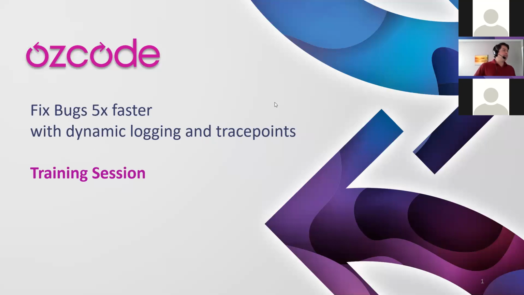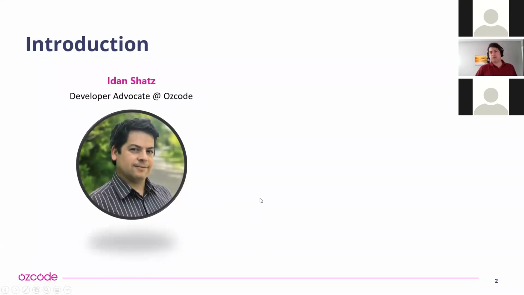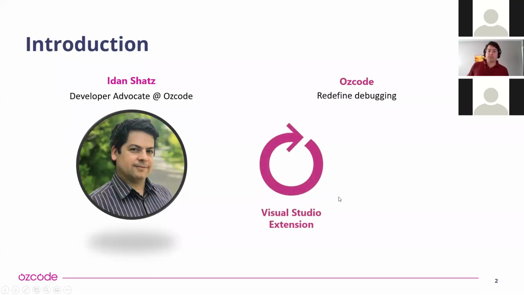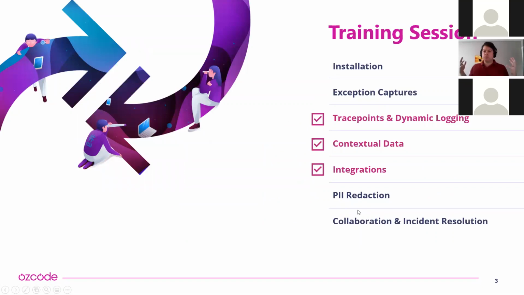So, fixing bugs 5 times faster. This is not really aimed to be a webinar. It's something that we are starting right now, and that is to have these training sessions at regular intervals, so people can just join. They are supposed to be much more of a deep dive and, as you can see, much more relaxed. If you don't know me already, I'm Idan Schatz. I'm the developer advocate here at Ozcode. And at Ozcode, we are redefining debugging. We have two products, the Visual Studio extension and the production debugger. And you guessed it, this session is about the production debugger.